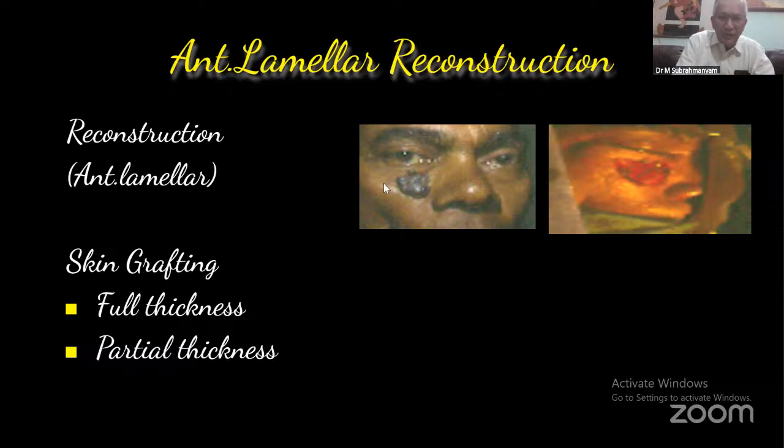So here, what we did is an anterior lamellar reconstruction. We have excised the tumor, the skin, and a part of the orbicularis muscle. This is the gap. This has been closed with a partial thickness cutaneous graft from the inner aspect of the thigh.